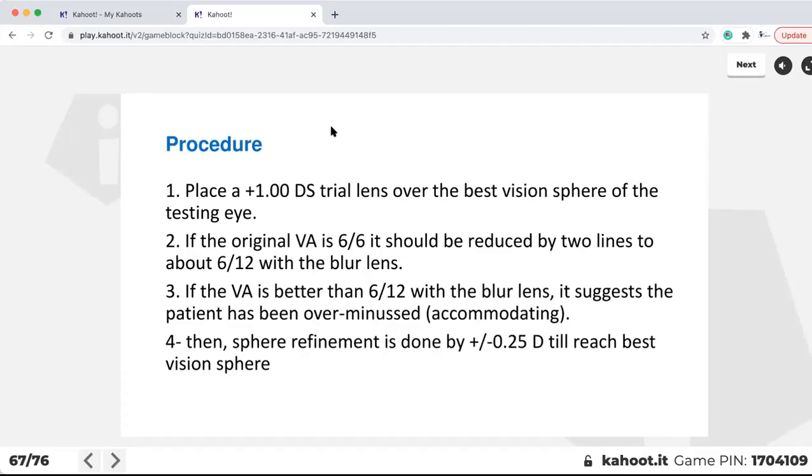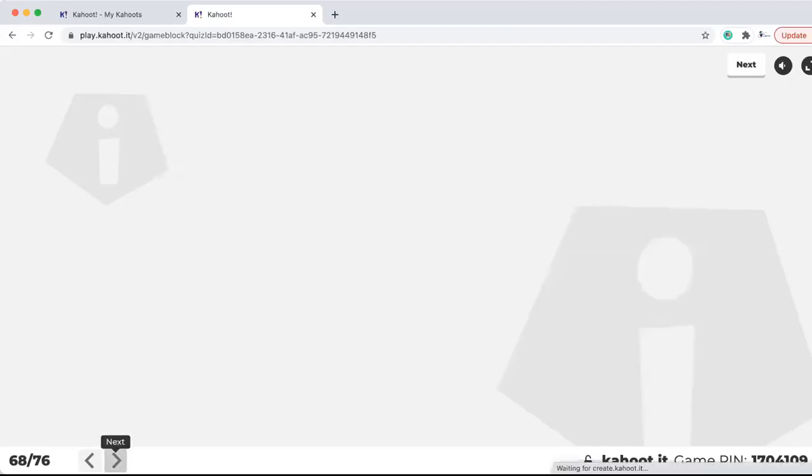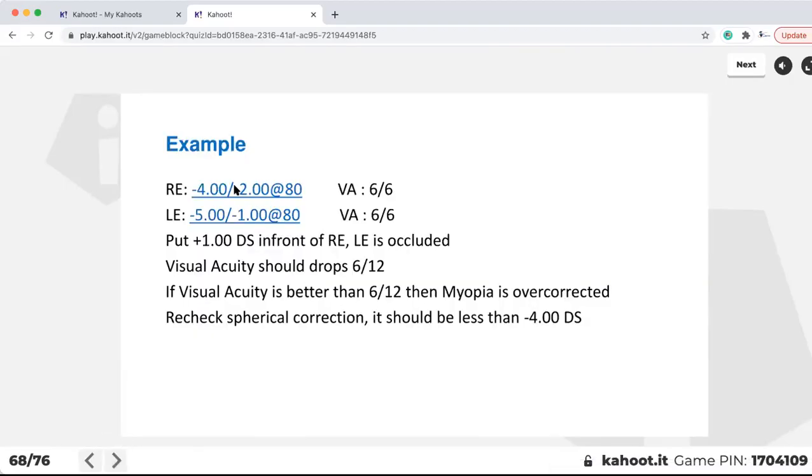So, as we mentioned, if the patient is -4, we put a +1 over the -4. If the original visual acuity is 6/6, it should be reduced by 2 lines to about 6/12, as he is now -3. But if the vision is better than 6/12, like if he is still 6/6 or still 6/9 with the blur lens, then this suggests that the patient is over-minused or accommodating. Then what we will do next is spherical refinement, again by plus or minus 0.25 until we reach the best visual sphere.